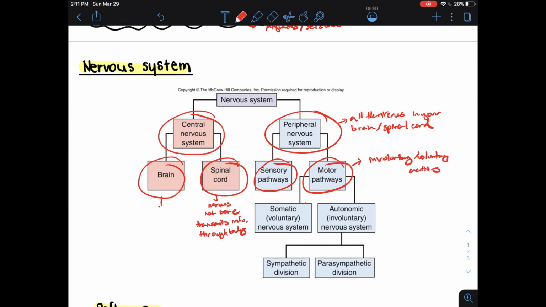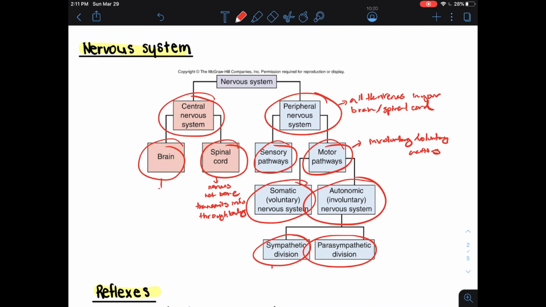So the voluntary actions come from the somatic nervous system, and the involuntary actions come from the autonomic nervous system. So somatic is when you want to go pick up a ball, while autonomic is more along the lines of your heart rate, your muscle contractions, and that stuff. Autonomic is split into your sympathetic and your parasympathetic nervous system. Your sympathetic nervous system is what speeds up your body.